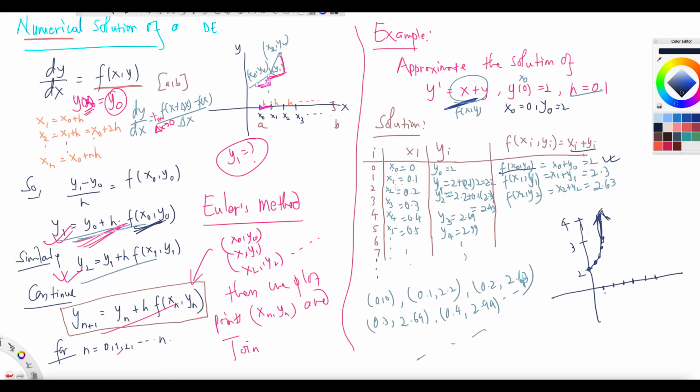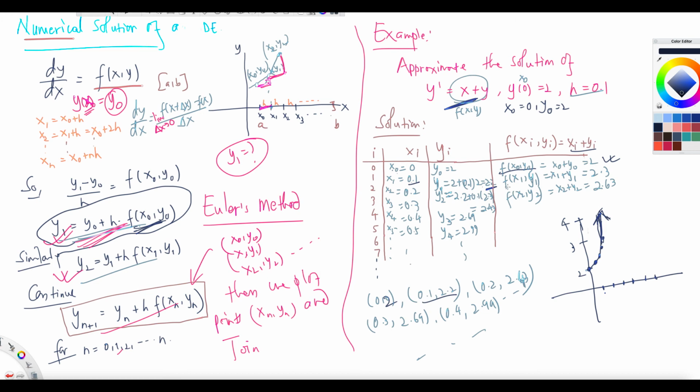Okay, so what is x1? X1 is x0 plus h, 0 plus 0.1, so it will be 0.1, right? Now y1 will be what? You plug in n equals 0 into the formula. That is the formula for y1: y0 plus h times f of x0, y0. Your y0 is 2, plus h is 0.1 times f of x0, y0, which is 2. If you do that, you will get 2.2. So the first point was 0, 2, and the second point is 0.1, 2.2. We got that.